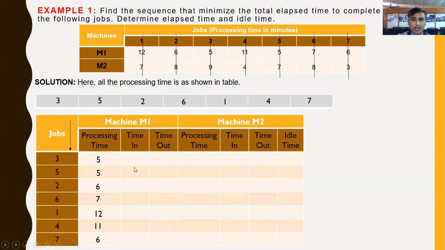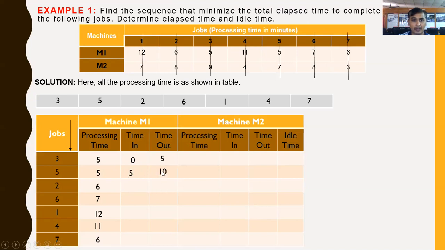Now we have to find the time in. Initially we have no job, so for the initial time in we write 0. Now find the time out. Time out is the summation of processing time and time in, for machine 1; machine 2 is a different scenario. So here 5 plus 0 is equal to 5. Next, time in for job number 5: we completed job number 3, total time 5 minutes. So the total time is 5 plus 5 is equal to 10.